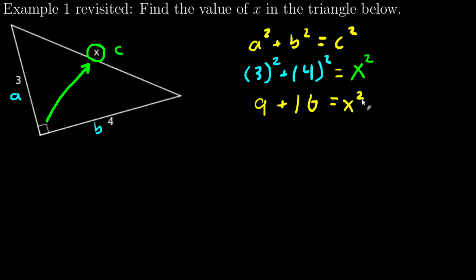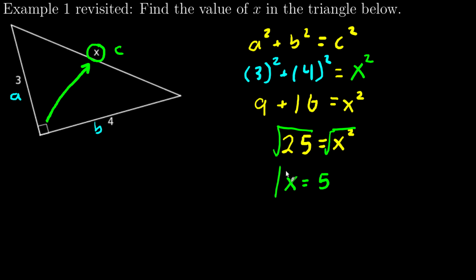And then I will just solve it. So the x squared is over here on the right. I have 9 plus 16 on the left. 9 plus 16 is 25. And to get rid of the squared, I'm going to do a square root. The square root of 25 is just 5, so x will equal 5.